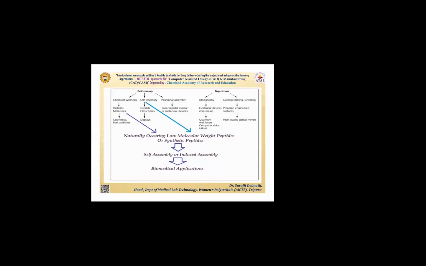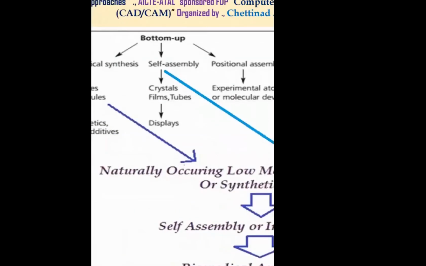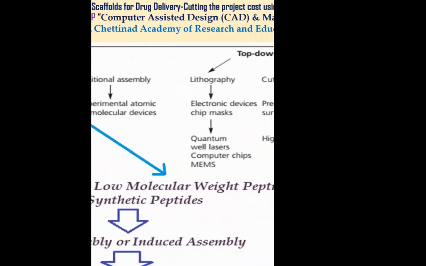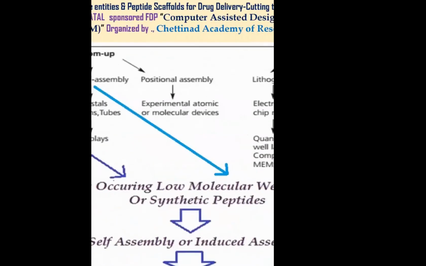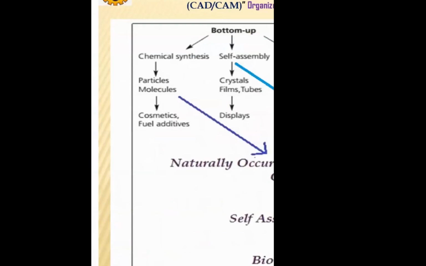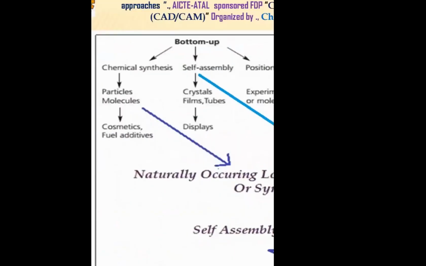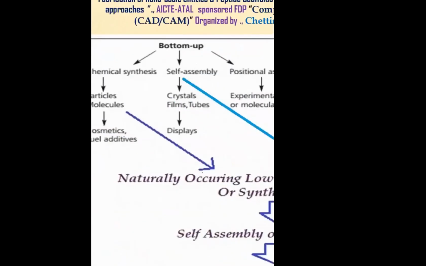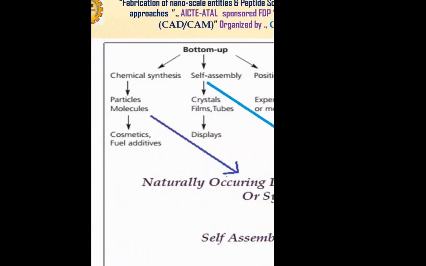There are two approaches to making these nano entities. One is a bottom-up approach, and another is the top-down approach. In the bottom-up approach, we start from scratch and subsequently build up something. For example, here if you see, in the bottom-up approach there are chemical synthesis, then self-assembly, then positional assembly. So we are talking about the units or subunits which we'll build through chemical synthesis, self-assembly, and things like that. Subsequently, there will be particles and molecules which would have different kinds of use altogether.